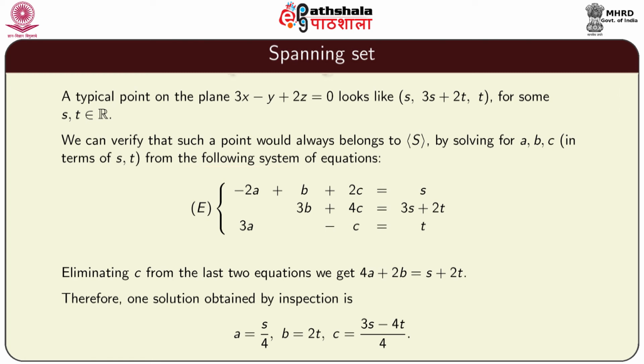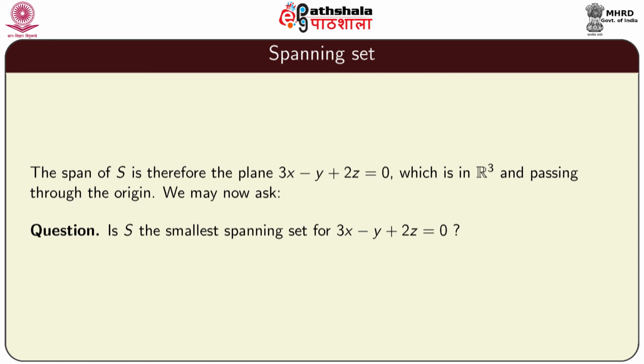If we eliminate c from the last two equations, we get 4a + 2b = s + 2t. Therefore, one solution for a, b, c in terms of s and t, which can be obtained by inspection, is that a = s/4, b = 2t and c = (3s - 4t)/4. And of course, s and t being real numbers, a, b, c are real numbers as well. This shows that a point which is lying on the plane 3x - y + 2z = 0 is indeed in span of S. Therefore, the span of S is nothing but the plane passing through the origin, which is given by 3x - y + 2z = 0.